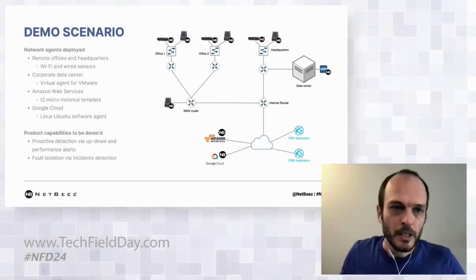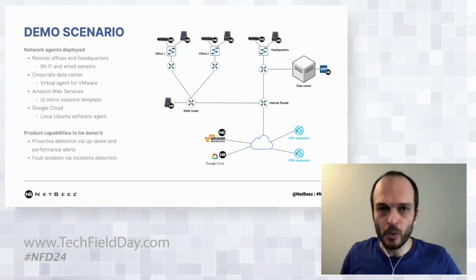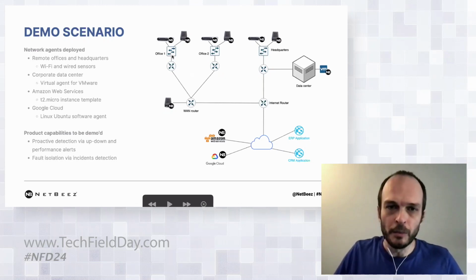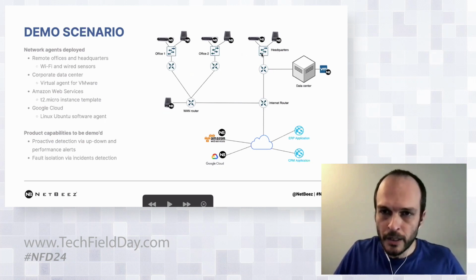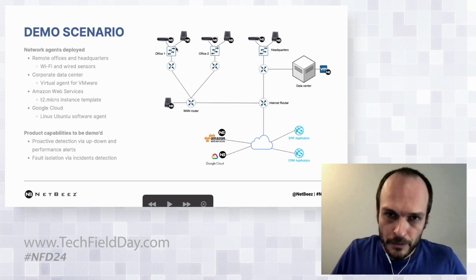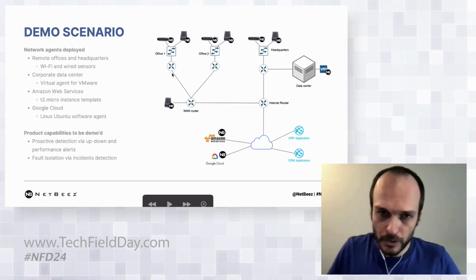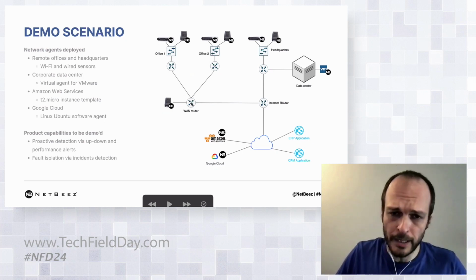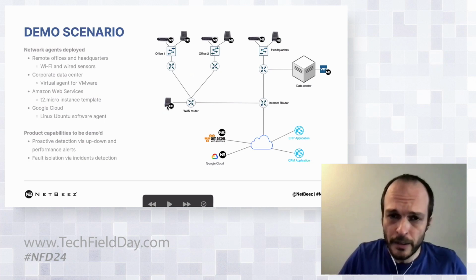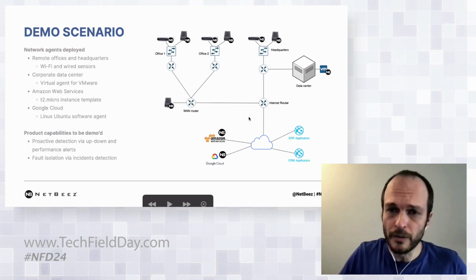Okay, moving on. So before I dive into the demo, I'd like to first describe the setup we have for you here in our network. So we have deployed wireless and wired agents to each of our remote office locations, as well as our headquarters. Those sensors are connected to a switch, and then to the gateway router of the office. Those are being aggregated at the wide area network router level, where we have also installed a NetBeez sensor there to have more visibility over the backbone.